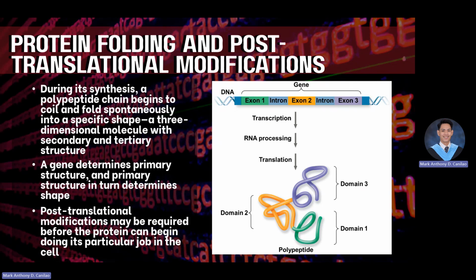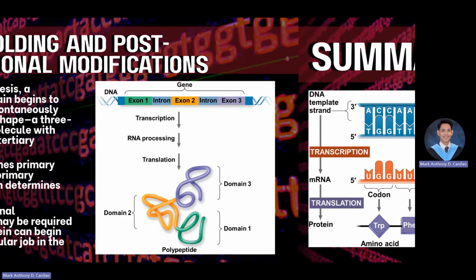Golgi apparatus might add carbohydrates, that can be called as glycoprotein. Maraming pwedeng ilagay. Pwede naman maglagay ng lipids, yung protein at saka lipids. So, ganun yung pwedeng mangyari sa ating protein.